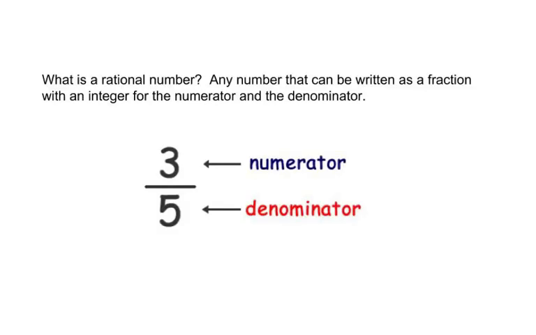What is a rational number? Is any number that can be written as a fraction, with an integer for the numerator and the denominator. On the screen you see 3/5. 3 is the numerator and 5 is the denominator. This makes this a rational number since it's able to be written as a fraction.